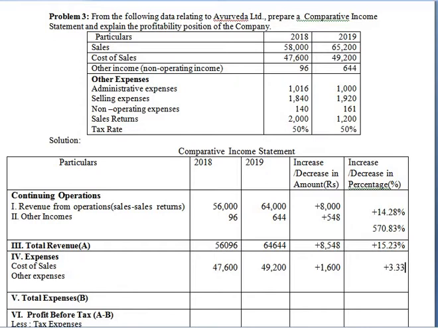36 percentage has come? 1,600 divided by 47,600 into 100 is equal to 3.36 percentage. Now next one is other expenses. Which all other expenses are there? Administrative expenses, selling expenses, non-operating expenses. Okay, so we will be showing all these expenses over here.